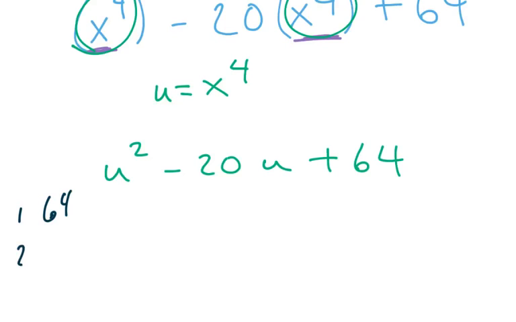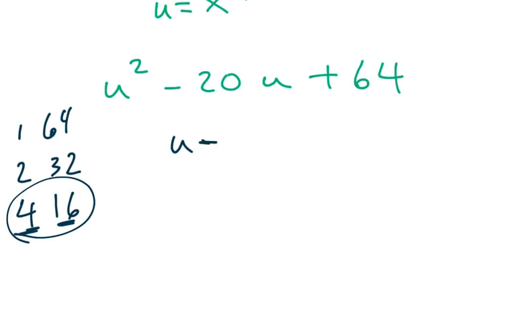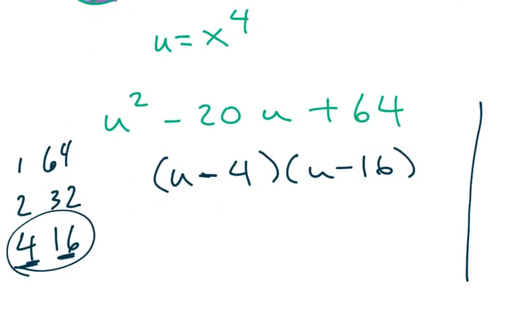We also have 2 and 32. We have 4 and 16, and that's what I want because 4 and 16 gives me 20. 4 plus 16 is 20. So this breaks down to u minus 4, u minus 16. And if it's not clear, by the way, this is just factoring.